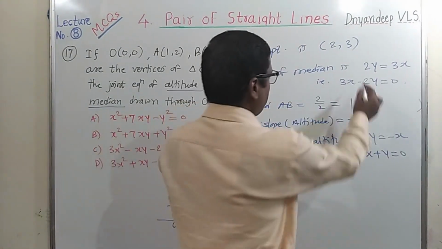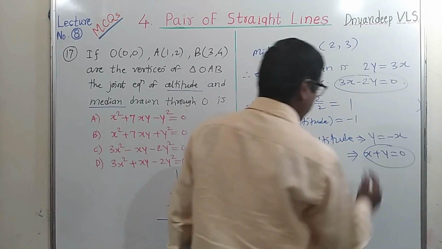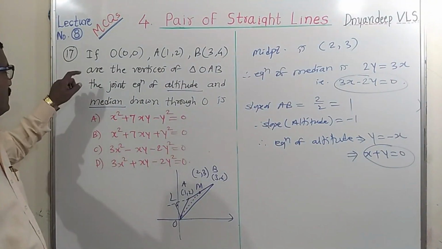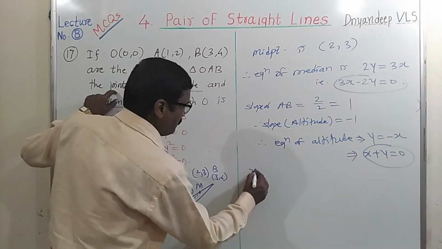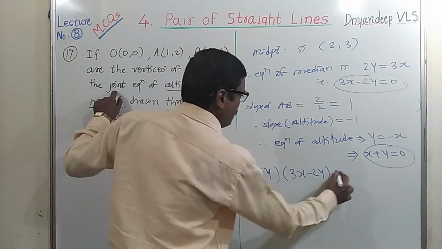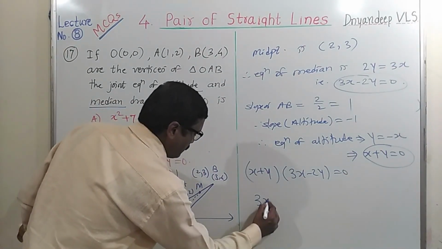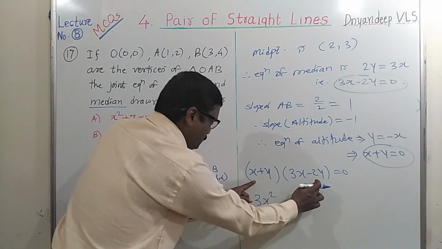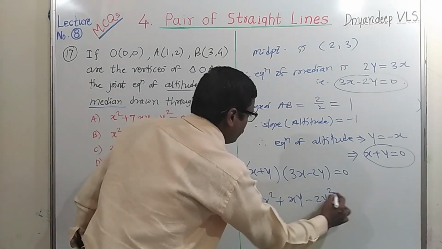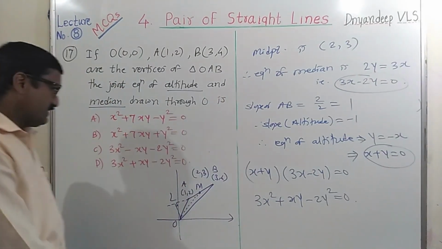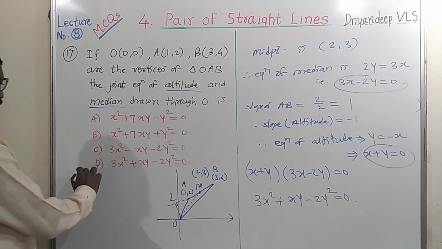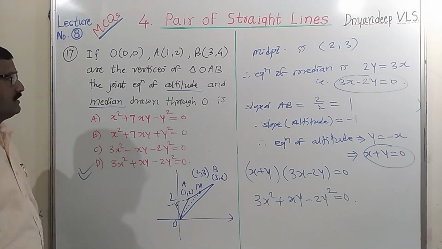Now these are the two equations, 3x minus 2y and x plus y. One is median, another is altitude. Their joint equation will be (x plus y) into (3x minus 2y) equal to 0. It will be 3x square minus 2 plus 3, that is plus xy, and minus 2y square equal to 0. So 3x square plus xy minus 2y square equal to 0. So option D is correct.